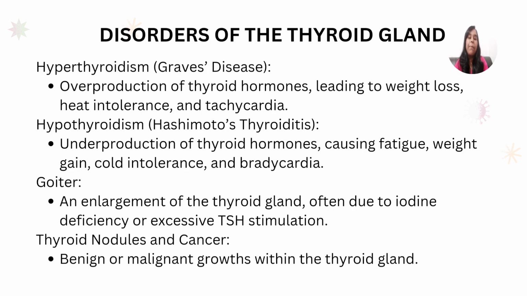Disorders of thyroid gland. Hyperthyroidism, which is known as Graves' disease, is an overproduction of thyroid hormone leading to weight loss, heat intolerance, and tachycardia. Hypothyroidism, which is known as Hashimoto thyroiditis, is an underproduction of thyroid hormone causing fatigue, weight gain, cold intolerance, and bradycardia. Goiter, an enlargement of the thyroid gland, often due to iodine deficiency or excessive TSH stimulation. Thyroid nodules and cancer. Benign or malignant growth within the thyroid gland.